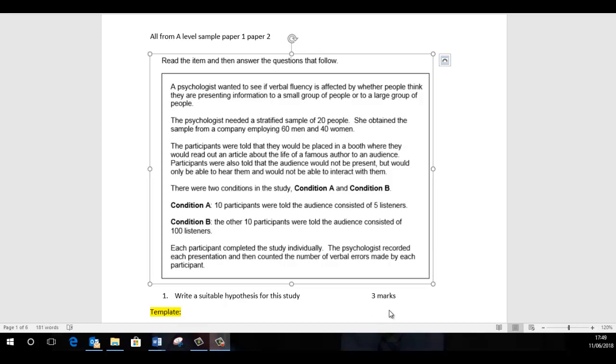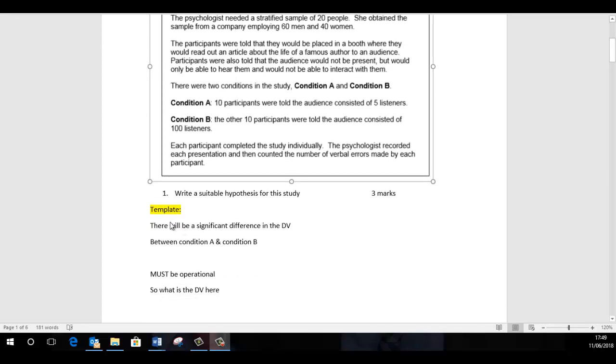Okay, so we're starting with the research methods. This is a very typical question asking you to write a suitable hypothesis. So, what do we need to know? We need to know, first of all, our template. We've got to go back to this template.